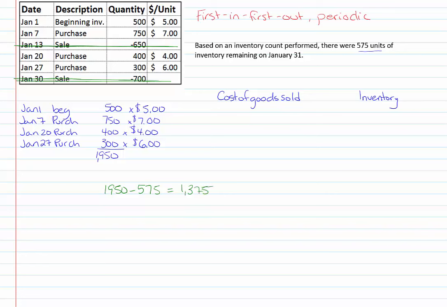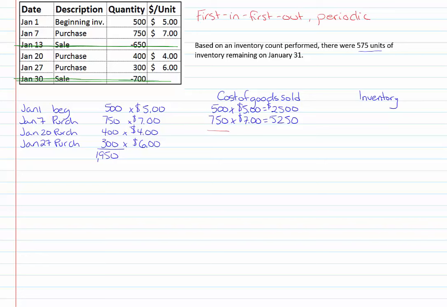First in, first out, the method that we're using, means that whatever we buy first, we have to sell first. So what we're going to do is start at the top with our beginning inventory, and move units into cost of goods sold until we reach this 1,375 units. So our beginning inventory of 500 units can go into our cost of goods sold. We're not at 1,375 yet, so we can keep adding to it. If we bring over the whole 750, we'll have a total of 1,250 units in our cost of goods sold calculation so far, so we can move the whole amount over.